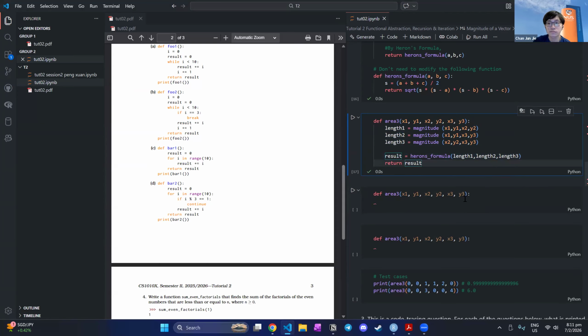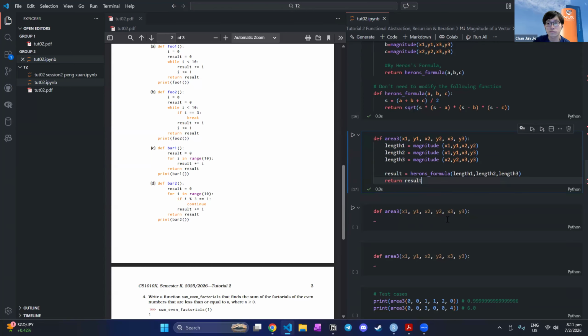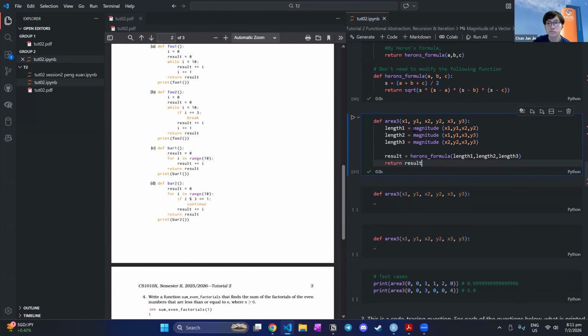So firstly, we need to find the three magnitudes, which is A, B, and C. The first length is between the first coordinate and the second coordinate. The second length is the magnitude of the first coordinate and third coordinate. Then the third length is the magnitude of the second coordinate and third coordinate. Then you put the three lengths into the Heron's formula function, which basically inputs the formula there.